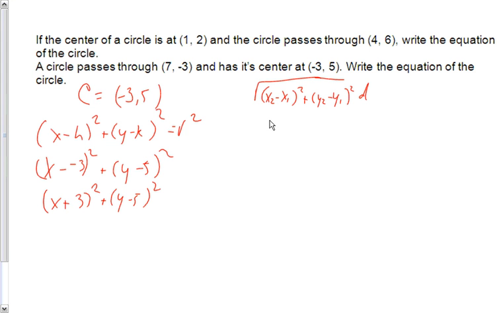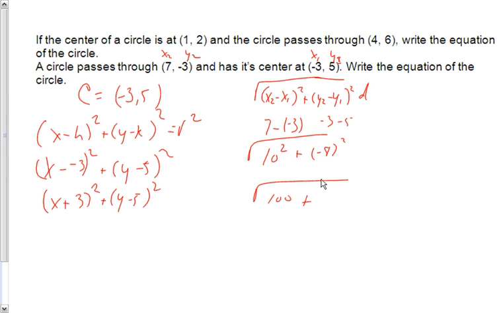So in this case, our points are going to be 7, we'll call this x2, x1, y2, y1. It doesn't matter as long as you make sure that they are matching up. So x2 is 7 minus negative 3. That's the only reason why I did it, because it's going to make it 10 squared. If you did it with negatives, it'd be negative 10 squared, still the same thing. Then we have negative 3 minus 5. Well, negative 8 squared.